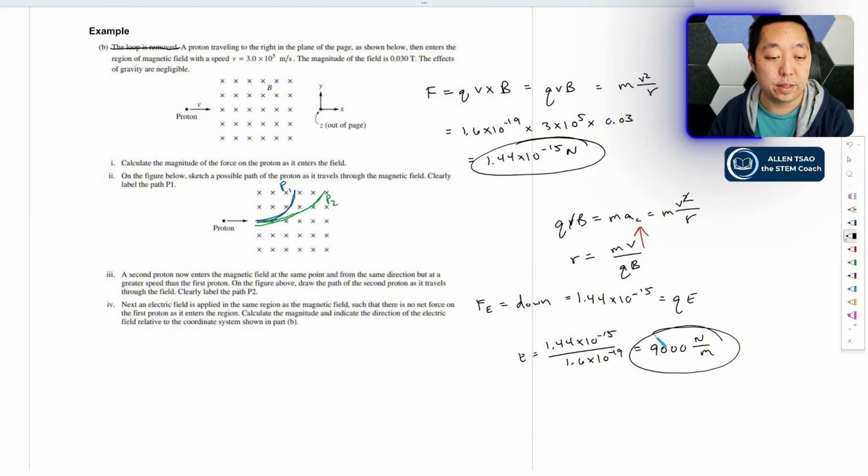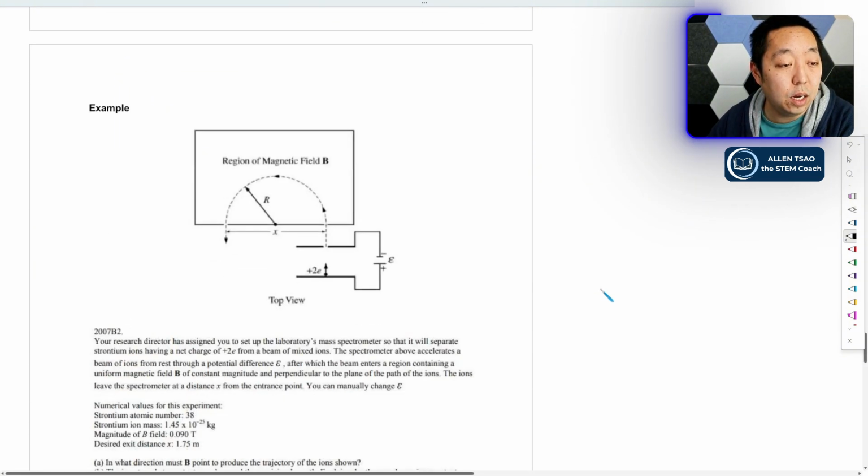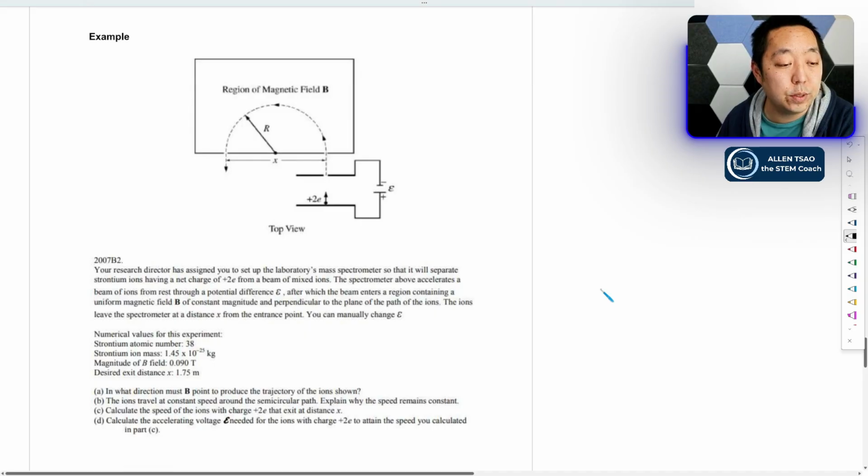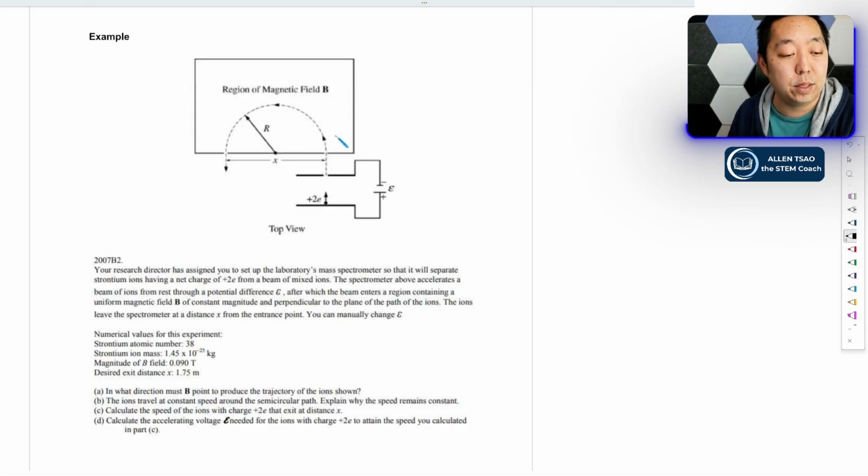Okay, something like that there. Okay. Let's do another example. So your research director has assigned you to set up a laboratory's mass spectrometer, so it will separate strontium ions having a charge 2e from a beam of mixed ions.